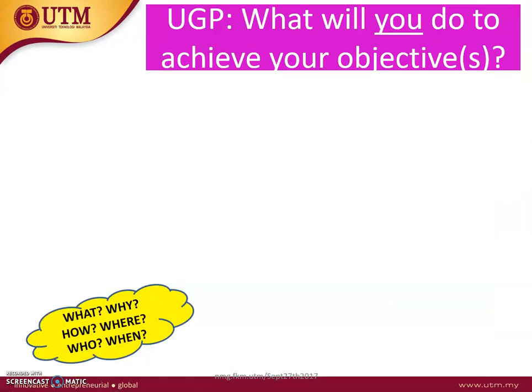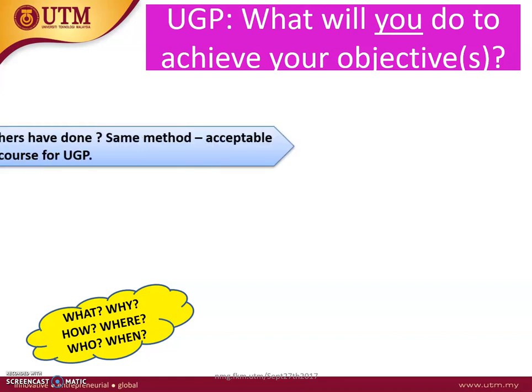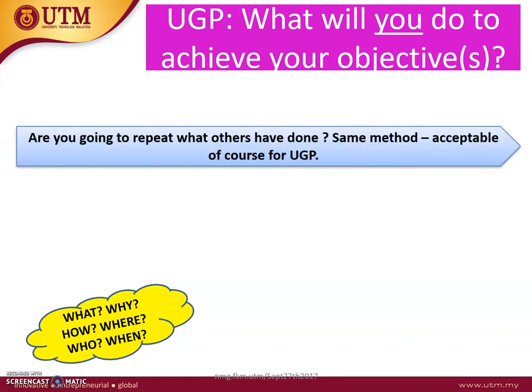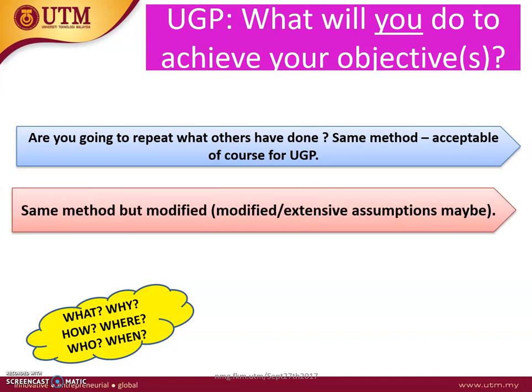What will you do to achieve your objectives? After doing the literature review, you have by now identified the methodology to be done to achieve your objective. So are you going to repeat what others have done? Same method is acceptable, of course, because it's just an undergraduate project. Same method, maybe perhaps modification is done because your supervisor may want something new out of the study.